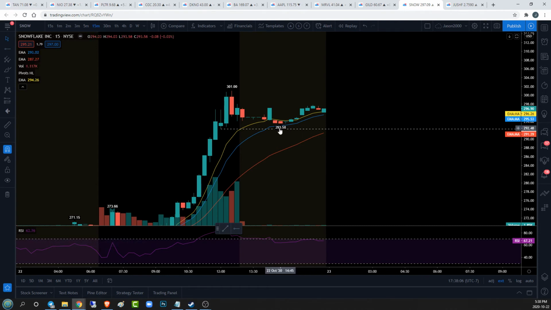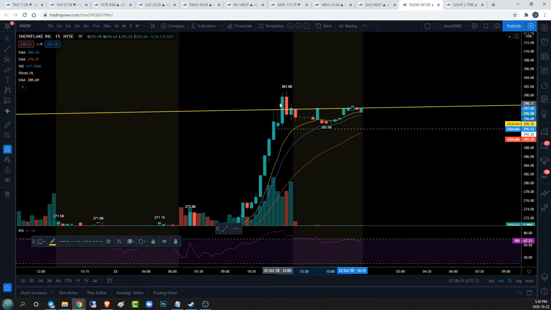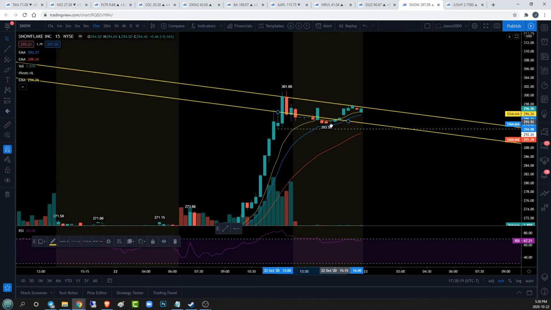So if we lose 293.58 without much volume, then we're going to be holding on okay, and we're going to be looking for the development of a bull flag. At this point, I would just look to draw something like this. This is all going to change wildly in pre-market, but there you go.